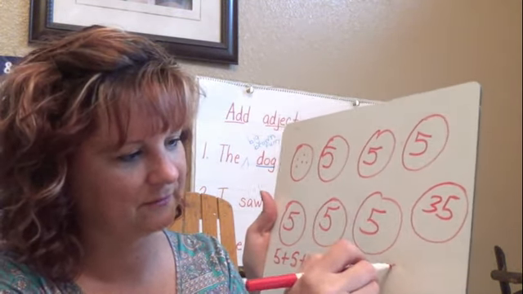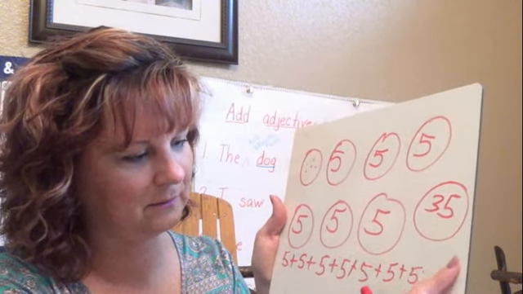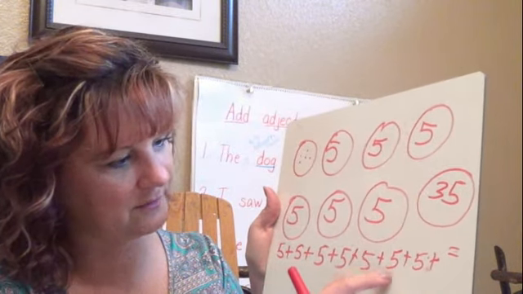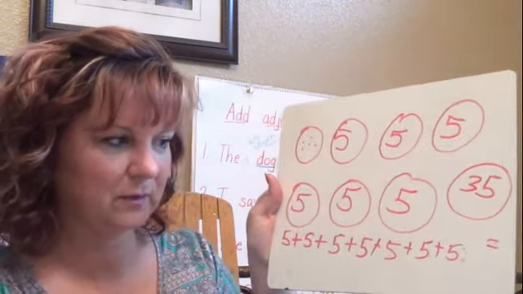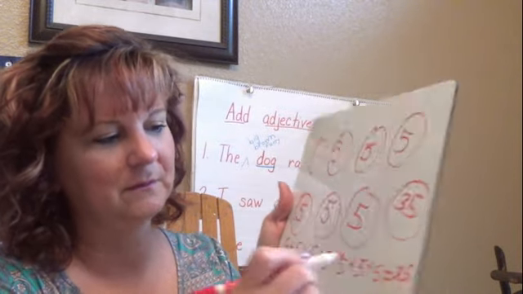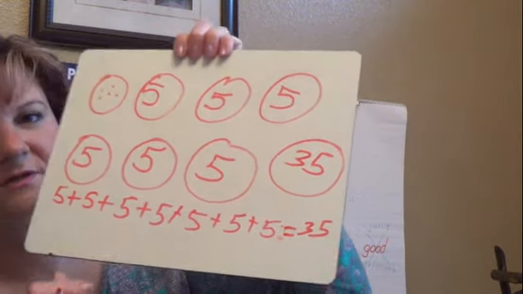5 plus 5 plus 5 plus 5 equals 1, 2, 3, 4, 5, 6, 7 times. And what does that equal? 35. Okay, that's one way to do it, right? But there's an easier way.